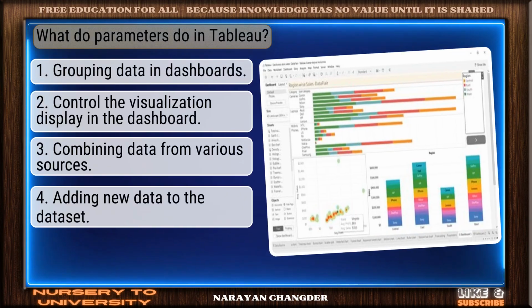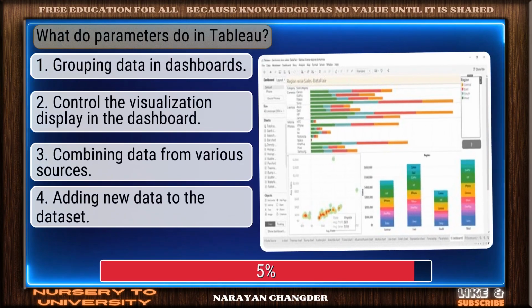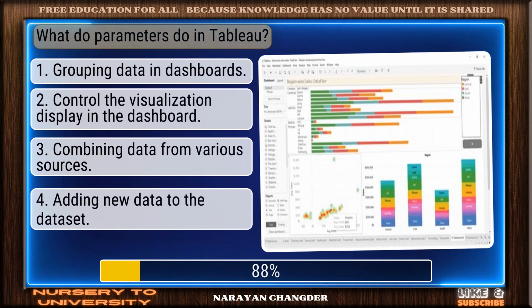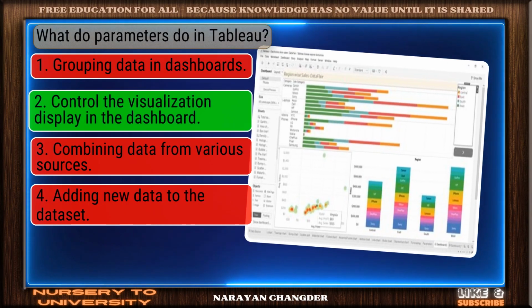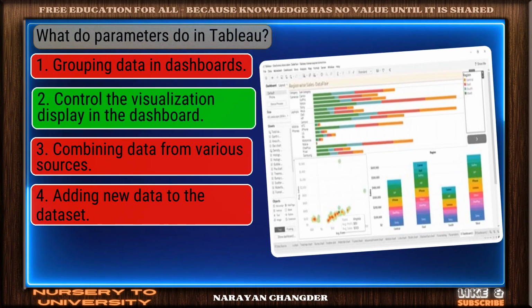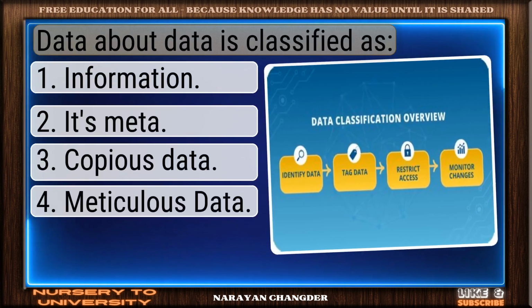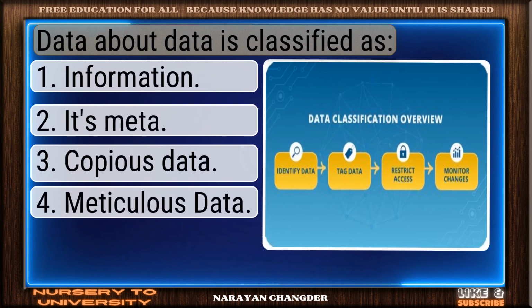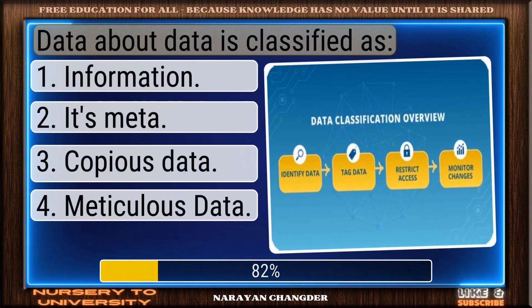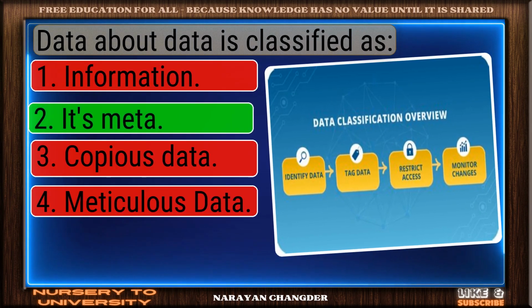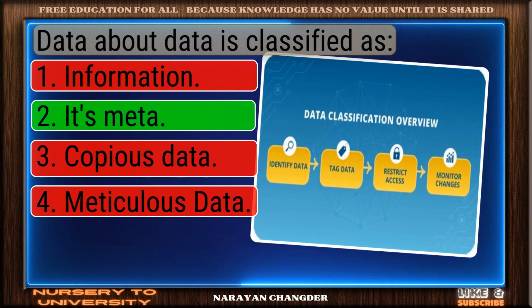Question number 61. What do parameters do in Tableau? Clear logic. Your choice, control the visualization display in the dashboard, is sound and 100% true. Question number 62. Data about data is classified as? Smart move. It's meta is an accurate answer.